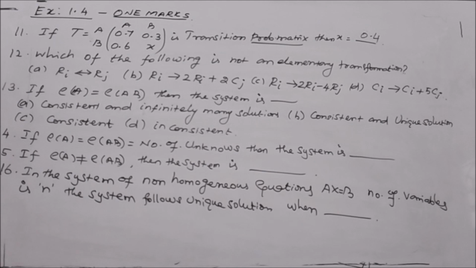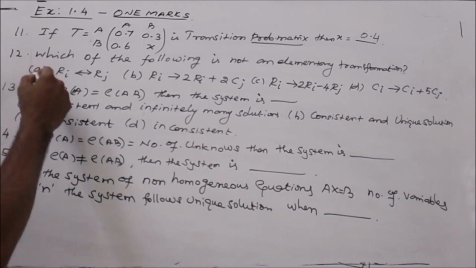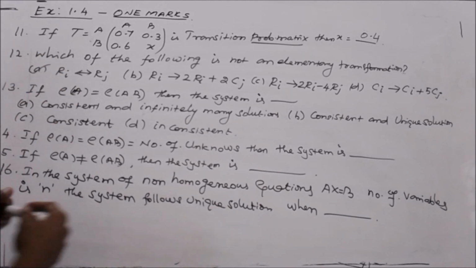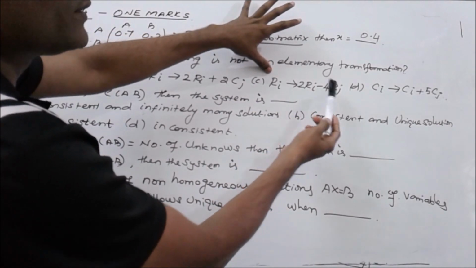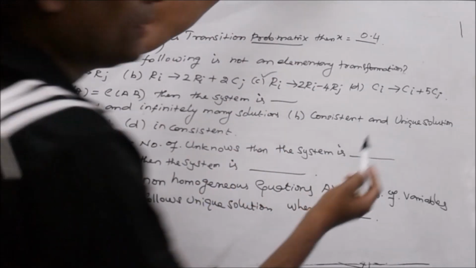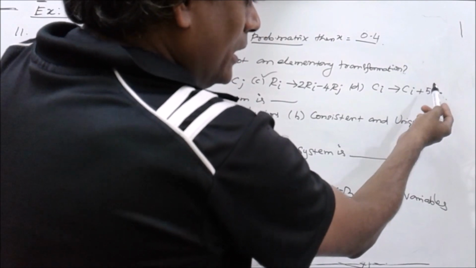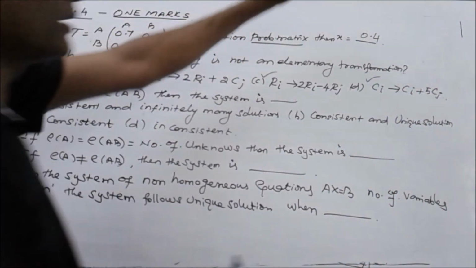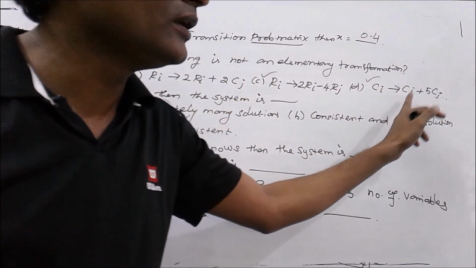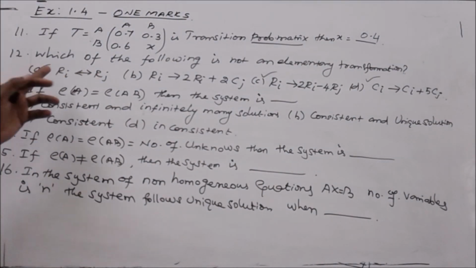And then the 12th question. Which of the following is not an elementary transformation? The elementary transformations are interchange of rows or columns. Here given interchange of rows, that is applicable. It is an elementary transformation. And then multiplication of a row by a non-zero constant, or subtraction of a row by another row multiplied by a non-zero constant, is valid. Addition of two rows multiplied by a non-zero constant is possible. This is also applicable. So row to row transformation, column to column we can add or subtract. Here we can interchange row to row or column to column.